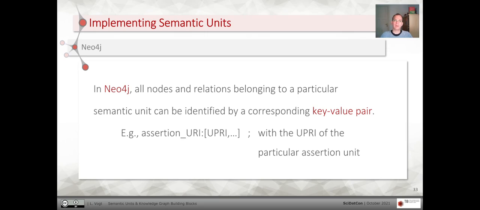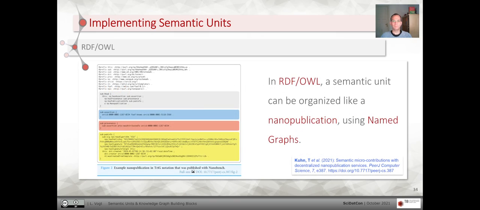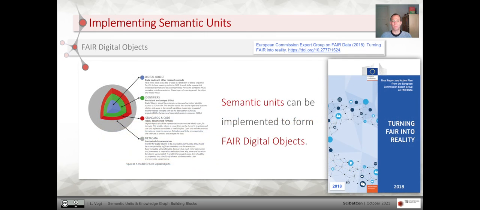Well, in a property graph like Neo4j, it's very simple. All nodes and relations belonging to a particular semantic unit can be identified by having the same key-value pair, like for instance, the key assertion URI and then the identifier of the specific assertion unit. In RDF and OWL, a semantic unit can be organized like a nanopublication using named graphs. And semantic units can be implemented to form FAIR digital objects within a knowledge graph. And then they comply also with the EOSC GO FAIR strategy.